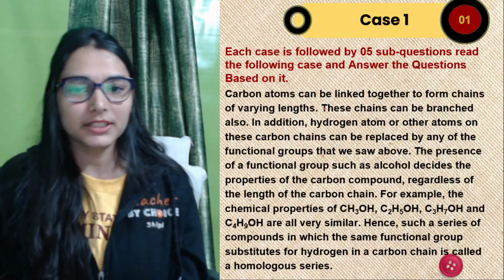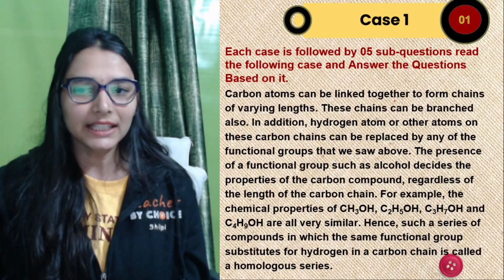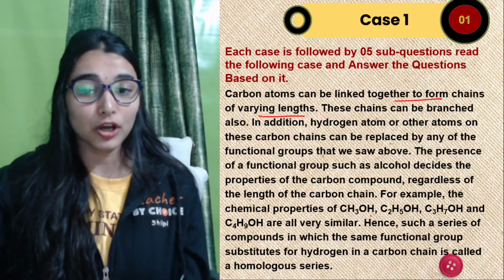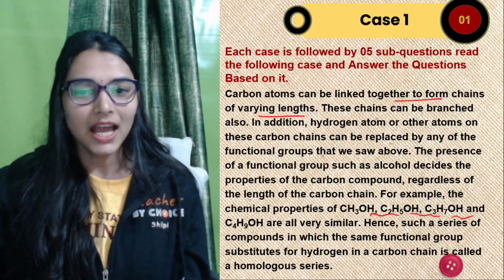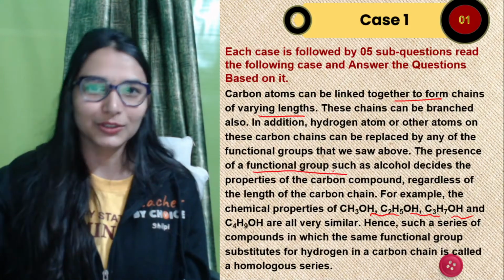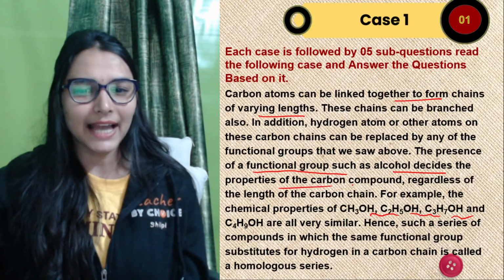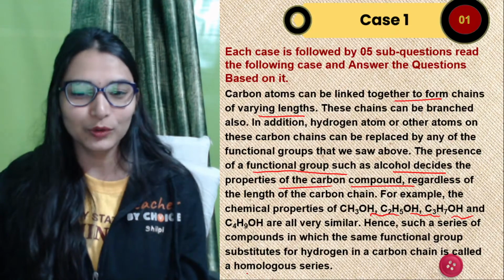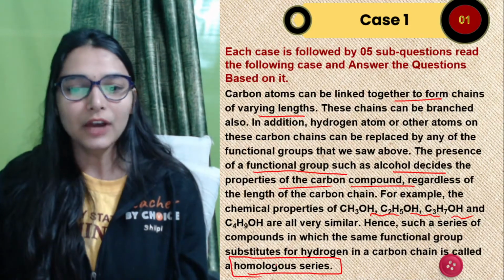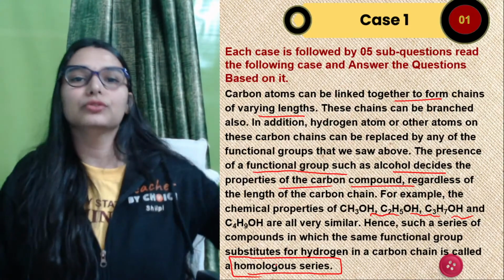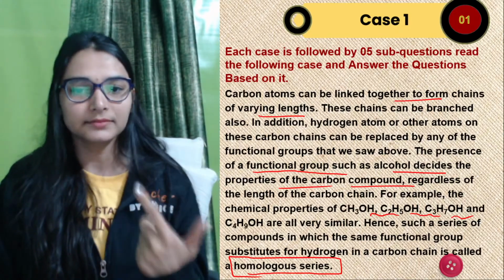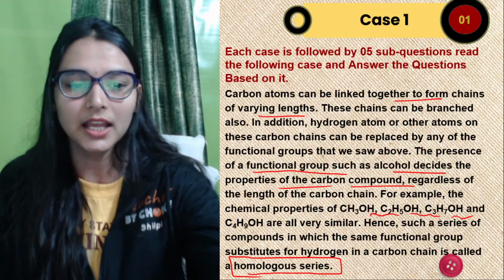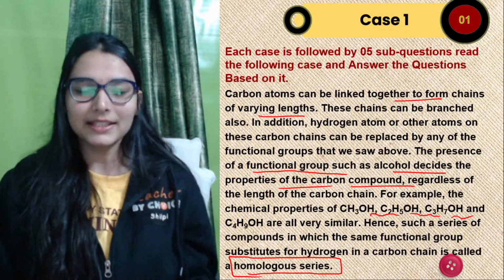They are talking about something about carbon can be linked to form carbon chains of varying lengths. Okay, so they have also talked about the functional groups over there. I see this word functional group, such as alcohol decides the properties of carbon compounds, etc. So I see one more thing, that's homologous series. So now your mind will automatically take you to that portion of the chapter, somewhere related to functional groups and homologous series. So do you need to read the entire passage?